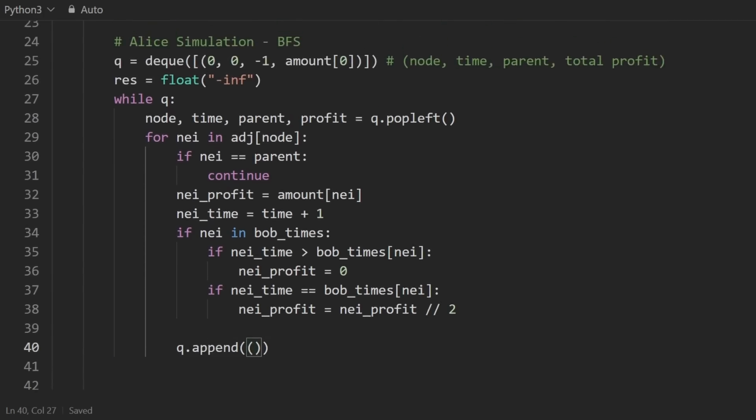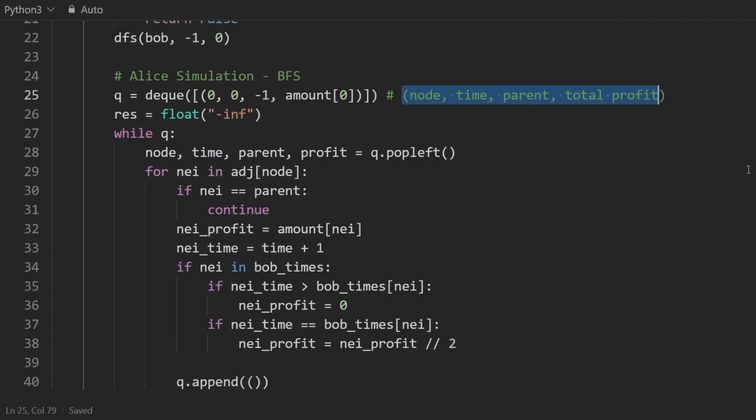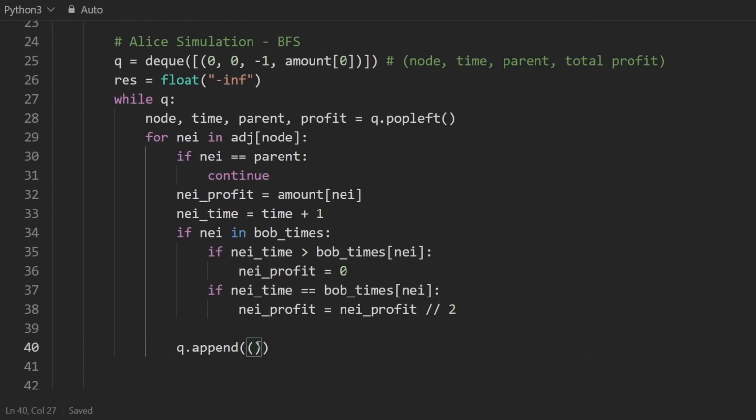And if you forget what values we had, that's kind of why I put the comment up there. It's going to be the node, so the neighbor, the time, which is neighbor time, the parent, which is going to be the previous node, so that's just going to be the original node, and the total profit. Well, the total profit to get to this node was this profit, and to that we can add the neighbor profit like this. So that's what we append to the queue.